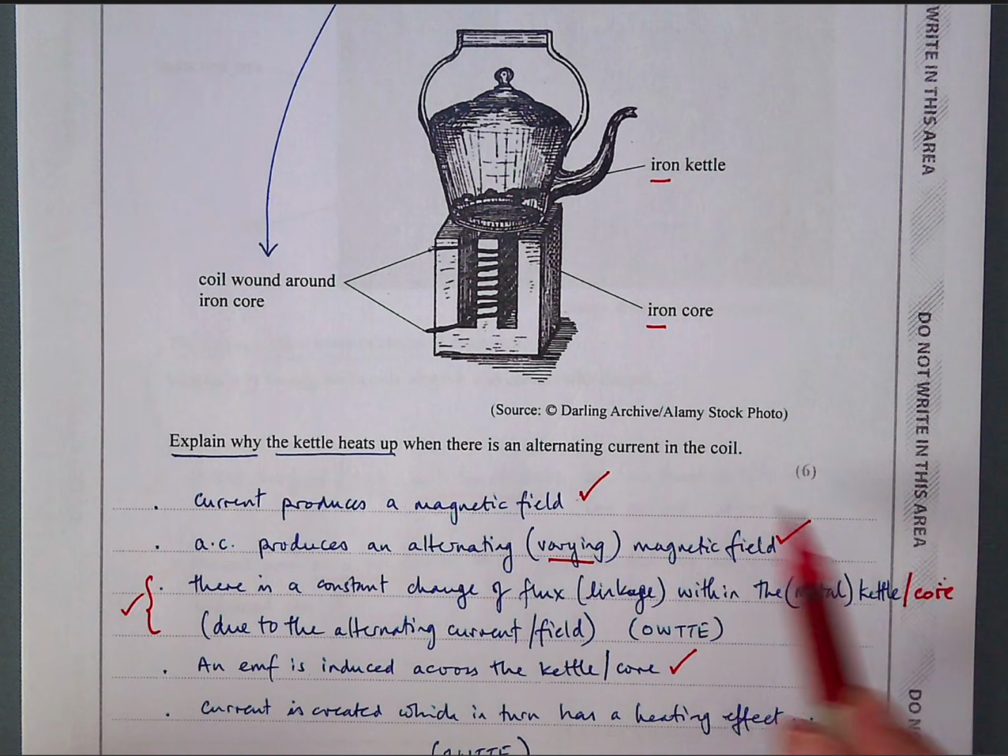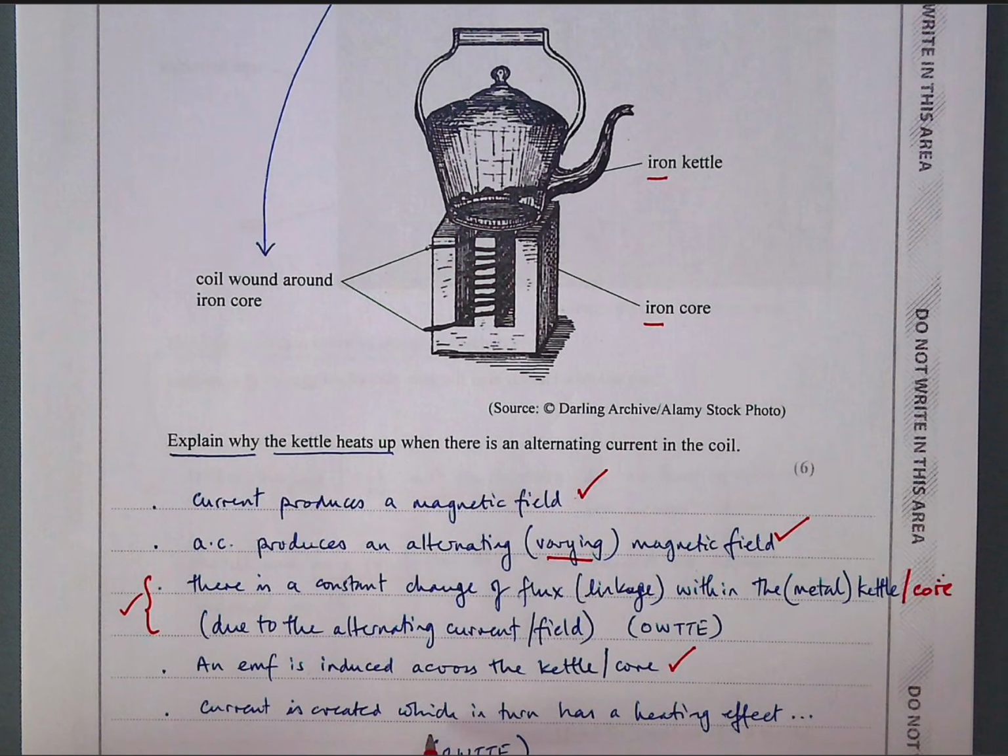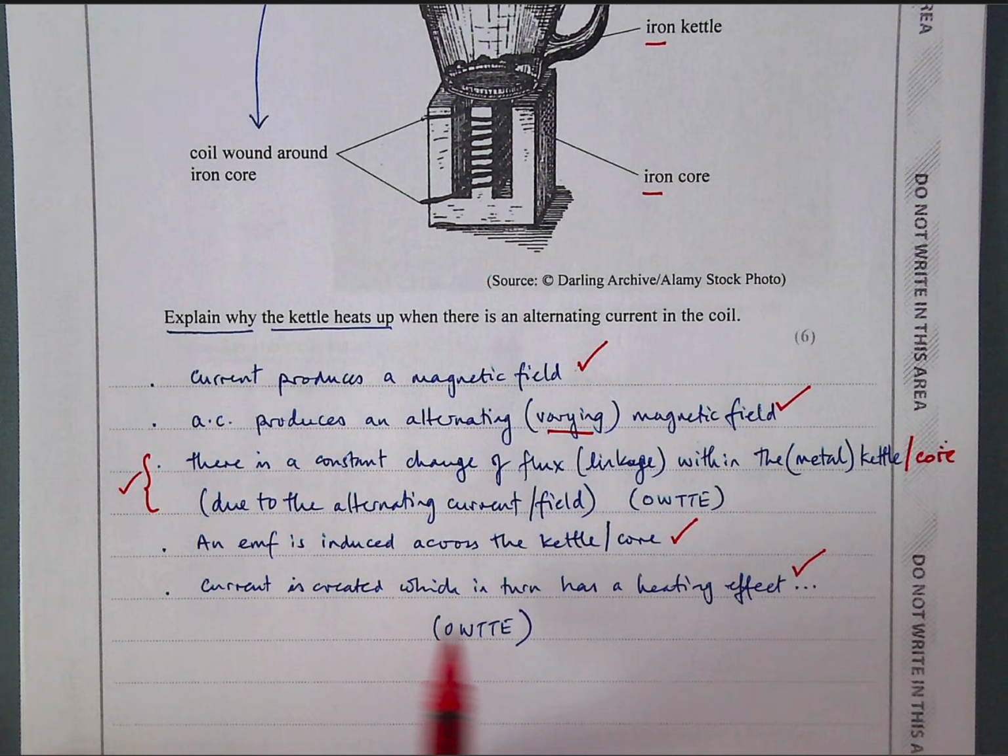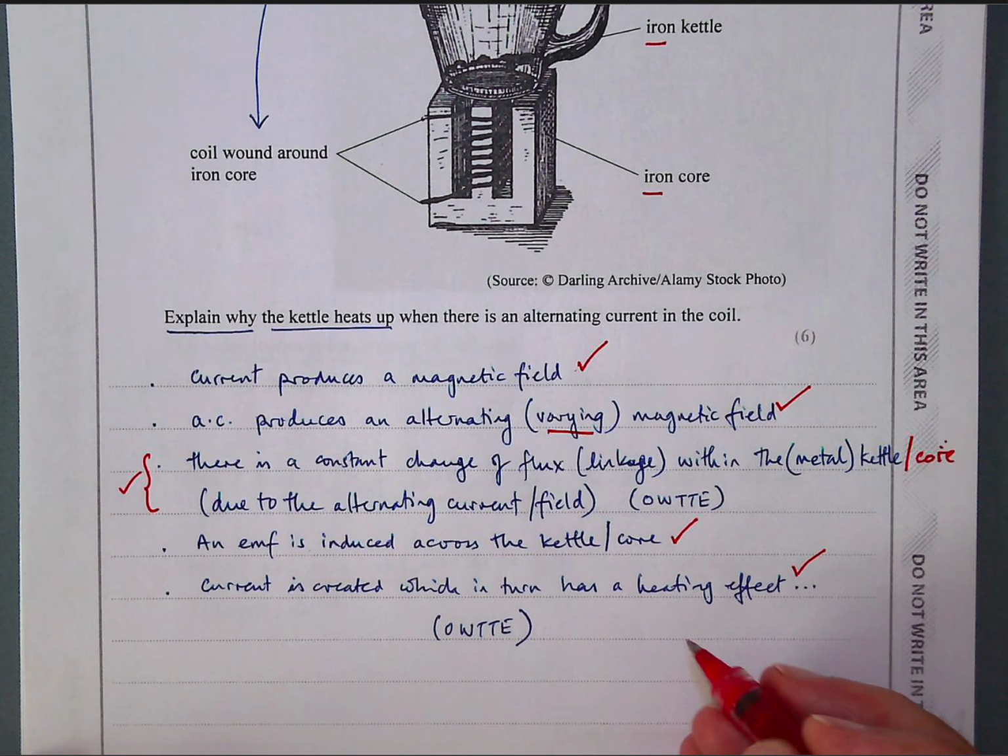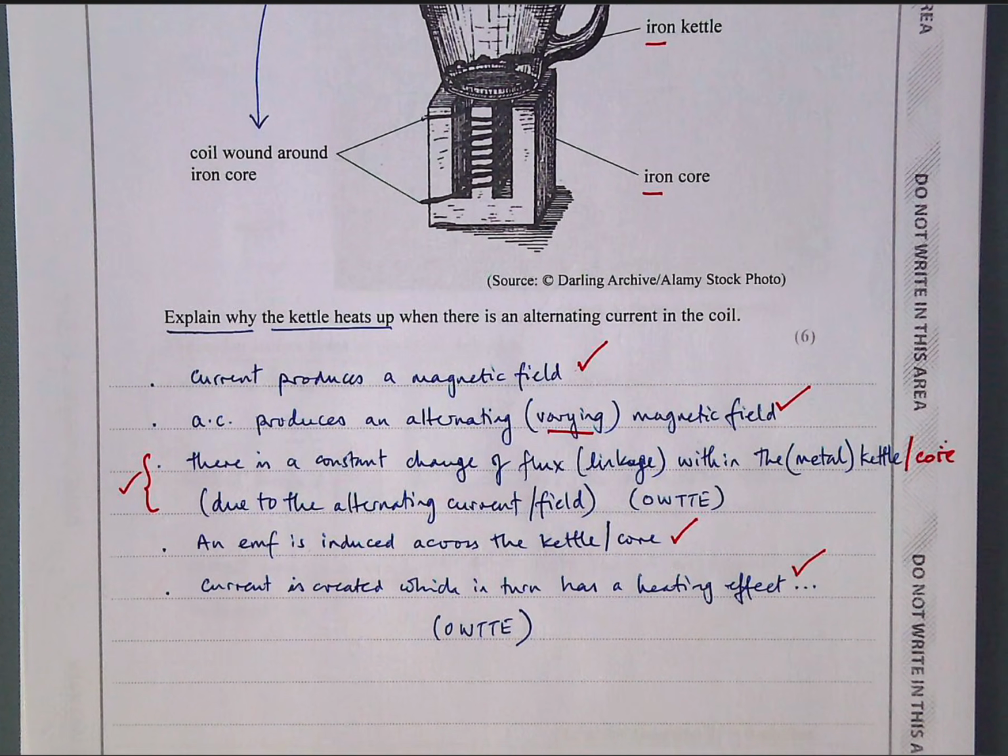Okay, so we've got 1, 2, 3, 4. I'm looking to see where the 6th mark is coming from. And then current is created, which in turn has a heating effect. So if you've got an EMF in the kettle made of iron, and the core made of iron, they both get hot. A current is created, which in turn has a heating effect. Yes, because of the resistance, I squared R.